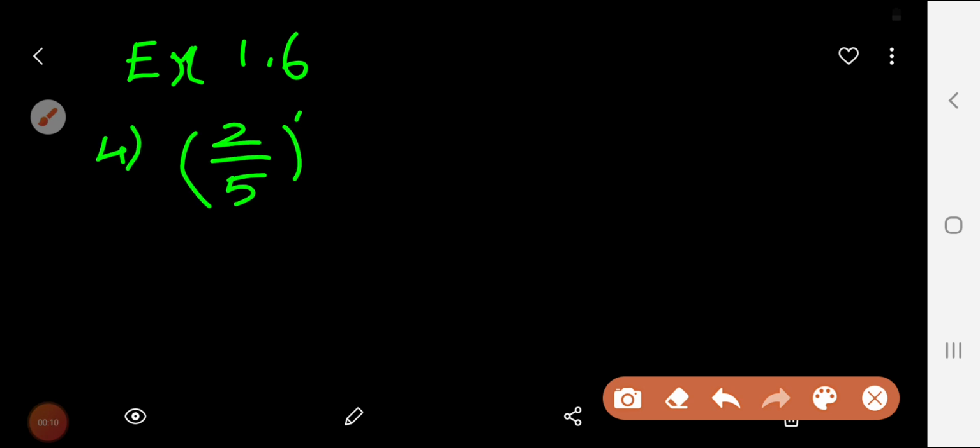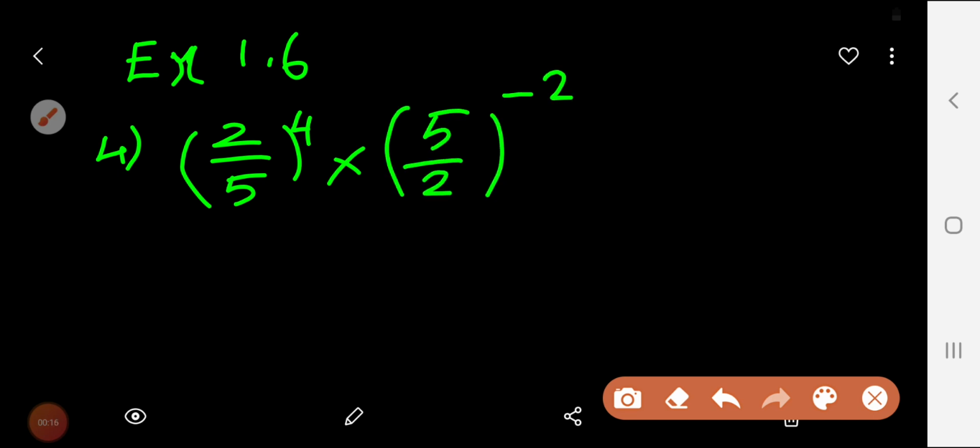Good morning students. Now we are going to see exercise 1.6 question number 4. The first question, (2/5)^4 into (5/2)^-2. So we need to simplify this one by using the exponential law. We know that in the previous class we have seen about the laws. Now we need to simplify this one.